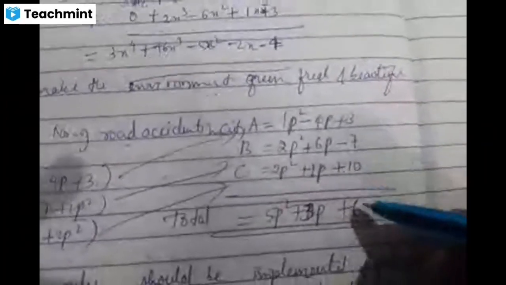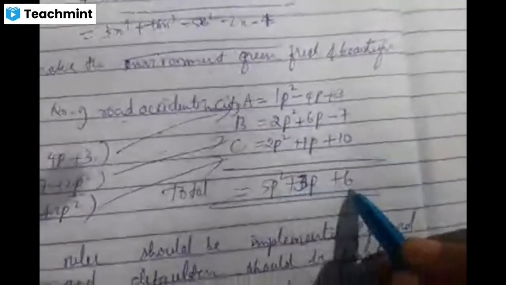In the same way with the city C. When you have the like terms in column, then only you can add easily. So I have chosen here column method. When I add, I get 5p square plus 3p plus 6. You also add and check the answers, children.